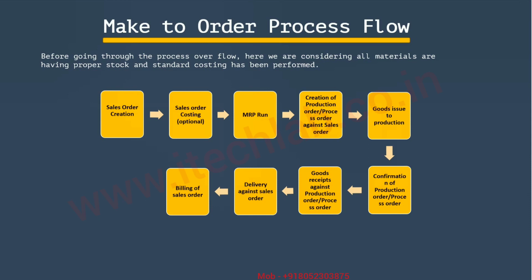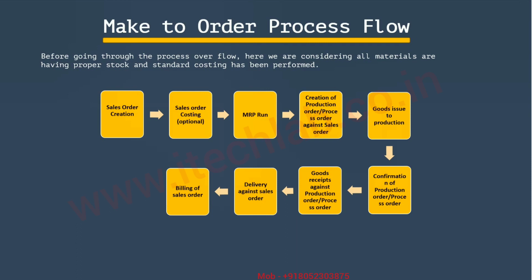It is optional, but you can perform sales order costing. Sales order costing is normally used as a statistical view. It won't update any accounting entry. Then we can go to the MRP run for that sales order. It can also be done automatically, and there are other functionalities also. When you create a sales order and run MRP, a production order will be created automatically. But here we are going through the manual process.